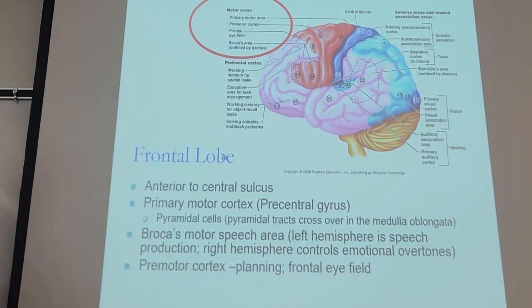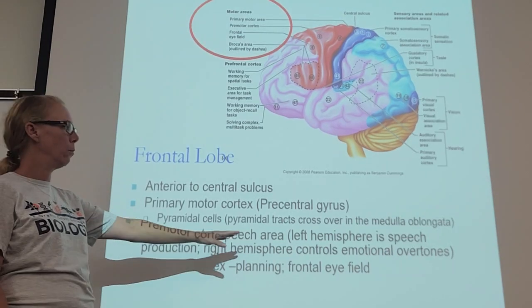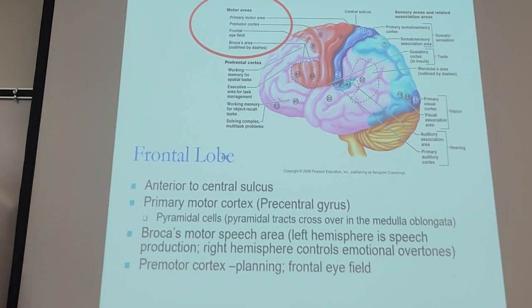On the right-hand side, Broca's area provides emotional overtones to your speech. Are you happy? Are you sad? Are you angry? It's going to give context or emotion to what is coming out of your mouth. So this kind of lends itself to where people say, oh, I'm more left brain than right brain.